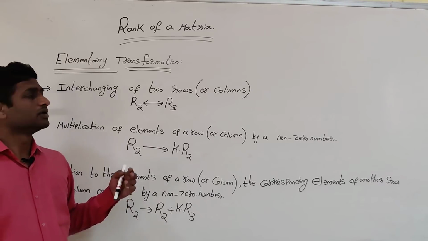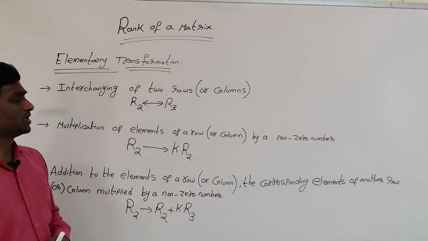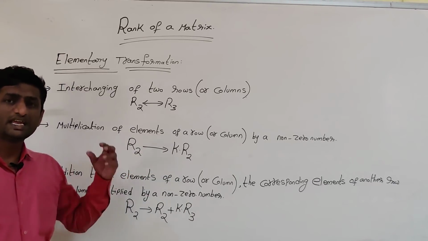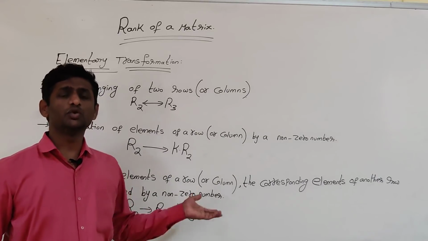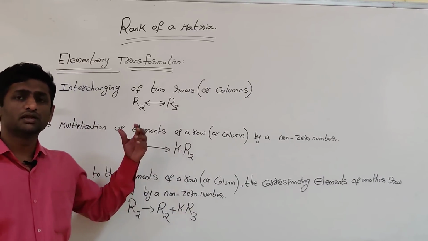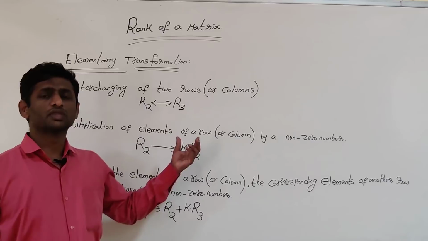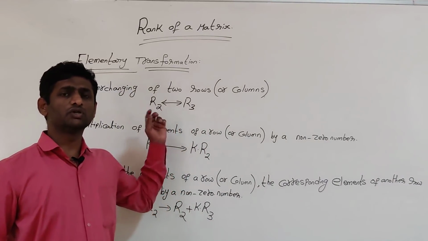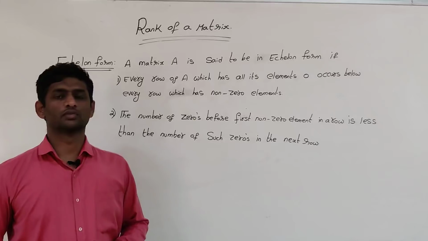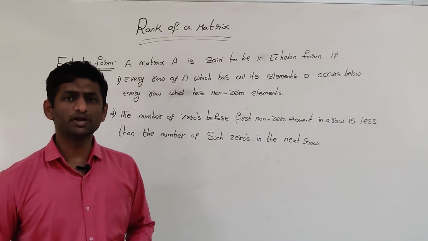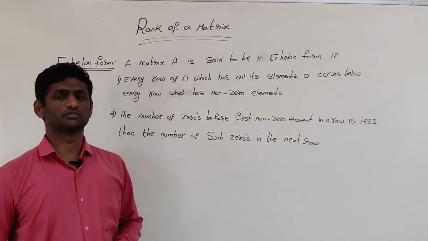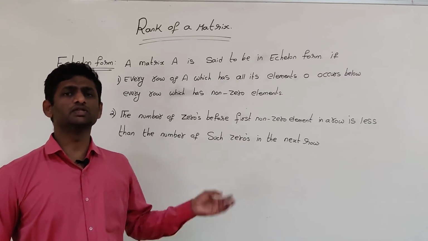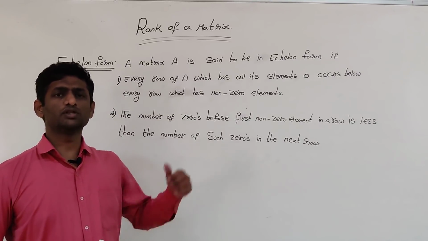Now we will go for echelon form. How to convert a given matrix into an echelon form. Then we'll see what will be the rank of the matrix. Now we'll see what is the echelon form. So by using elementary operations, we have to convert a given matrix into echelon form. So what is the echelon form?